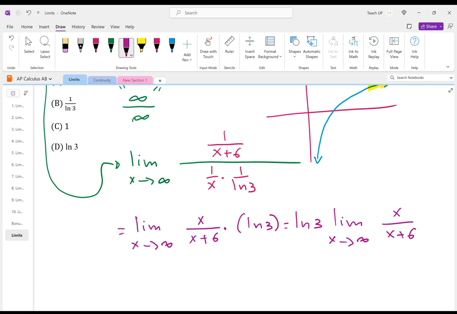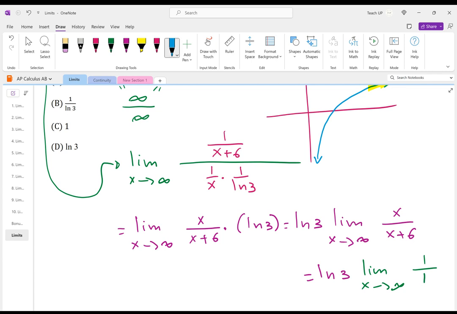Again, as we get closer to infinity, x is just going to be getting closer to infinity, and x plus 6 is going to be infinity. Again, we have infinity over infinity, which means we can use L'Hopital's rule a second time. So this is going to equal the natural log of 3 times the limit as x approaches infinity of the derivative of x, which is 1, over the derivative of x plus 6, which is also 1.